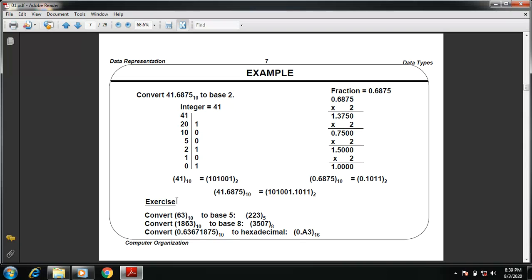So 0.1011. We can combine both the integer part and the fractional part. We got the result 101001.1011. This is our conversion from decimal to binary. Likewise there are several exercises. You can try and verify this result. We go to the next slide.